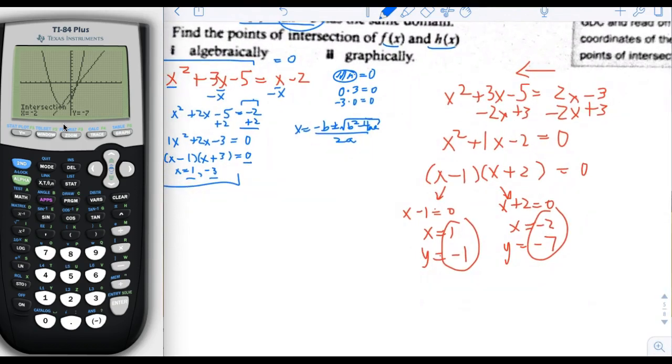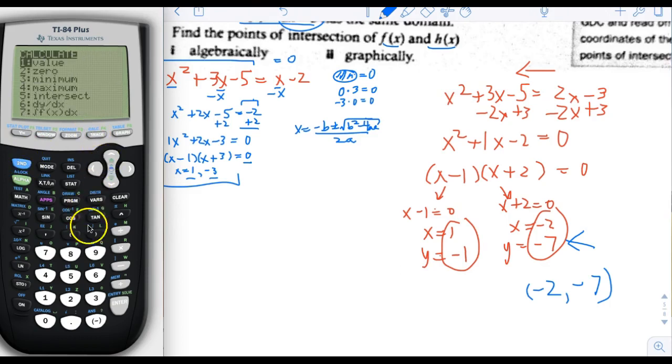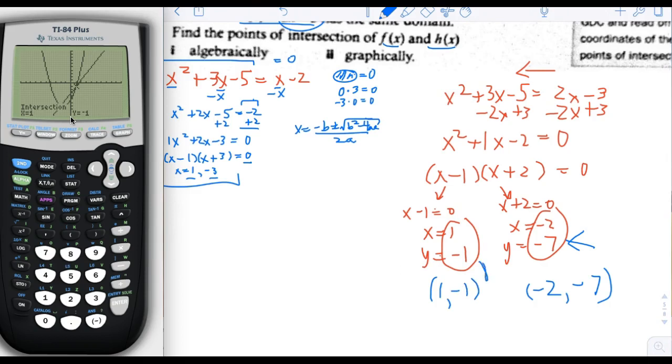So one of the points is negative 2 comma negative 7. Hey, what do you know? Look, negative 2, negative 7. The other point is going to be, we're going to move the cursor now with the right arrow closer to the right side. Now we hit enter, and another point is 1 comma negative 1. Hey, look, 1, 1, just like before.